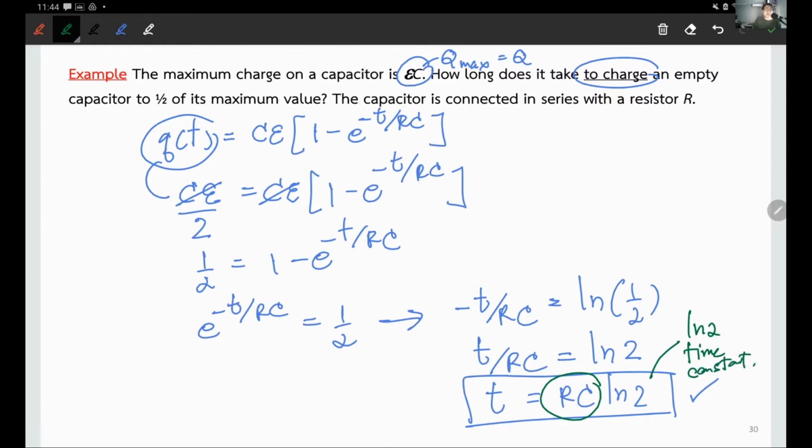It's just like when you buy donuts, if you want 12 donuts, you can say a dozen donuts, something like that. Same thing over here. You can say the time is RC log 2 seconds, or you can just say, hey, you have to wait log 2 time constants. So the time constant is just like a dozen. Yeah, so it's just a unit conversion, pretty much.